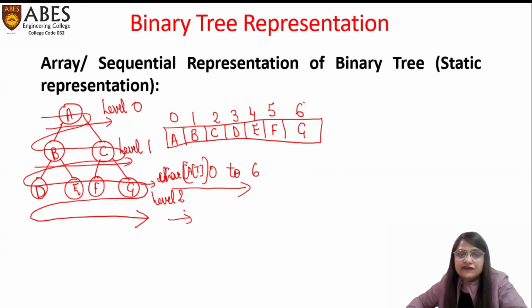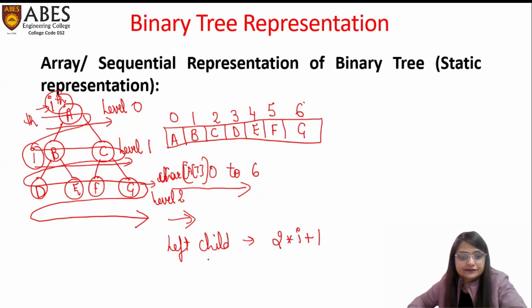If I want to define the generalized formula for calculating the left and right children of a node present at the ith index, the left child will be present at 2 into I plus 1 and the right child will be present at 2 into I plus 2. Let us verify.